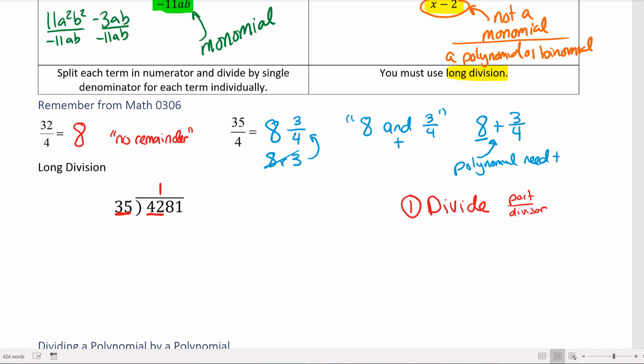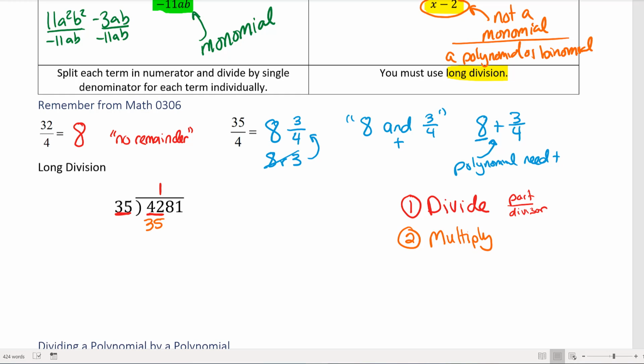Step 2, I take 1 times 35. 1 times 35 is 35, and then we put that up underneath the 42. Notice the columns are really important here, and the columns are going to be really important for polynomials as well. So the second step is what I did is I took the answer, the quotient that I got at the top, 1, and I multiplied that back to the divisor.